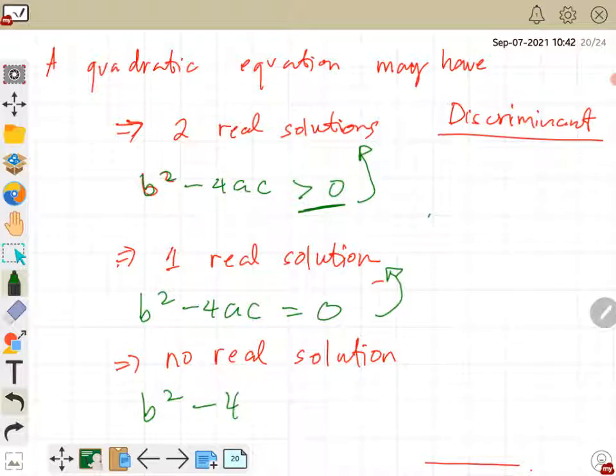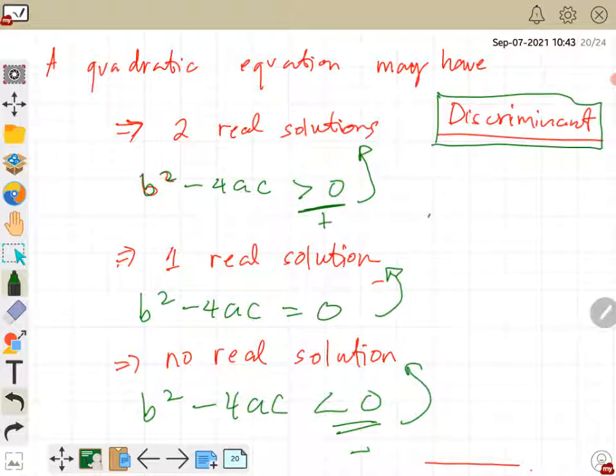If the value of b squared minus 4ac is less than 0, meaning negative, we will have no real solution. So this b squared minus 4ac is what we call the discriminant. Discriminant means it discriminates, not in the negative sense, but in the sense that the discriminant discriminates the number of solutions in a quadratic equation. It's either two real solutions, one real solution, or no real solution.